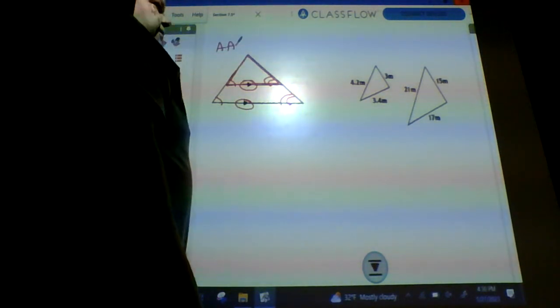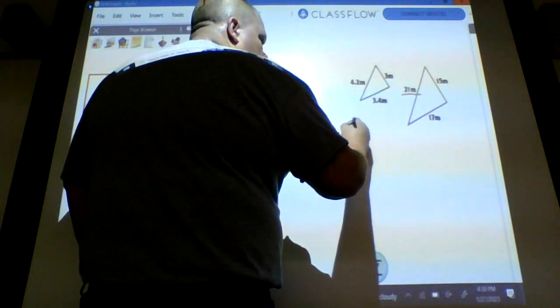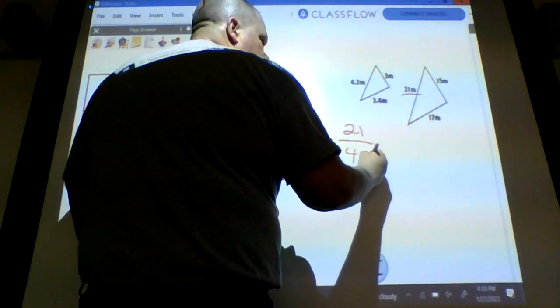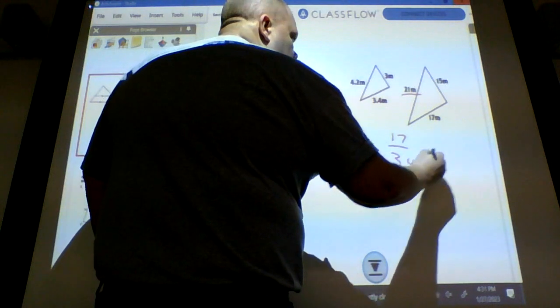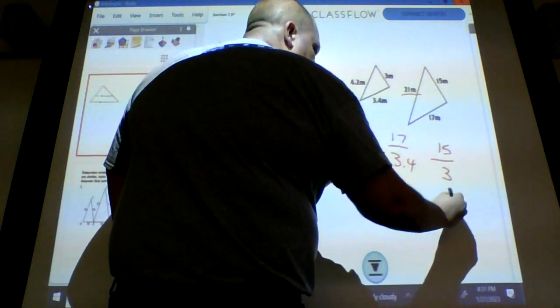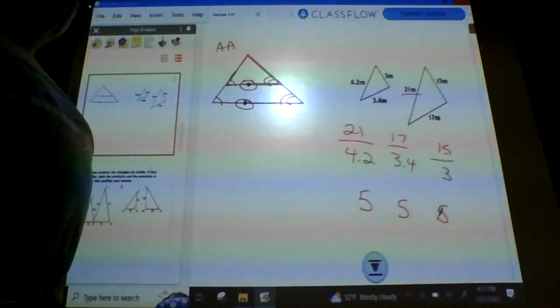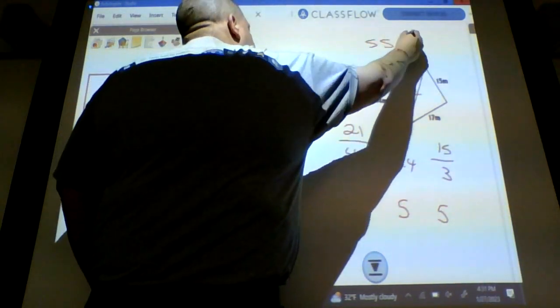And then we will finish over on this triangle. I'm going to take 21, I'm going to divide it by 4.2. I'm going to take 17, divided by 3.4. I finish with 15 divided by 3. All of those are going to give me side length ratios of 5 to 1. So those two triangles are congruent by SSS.